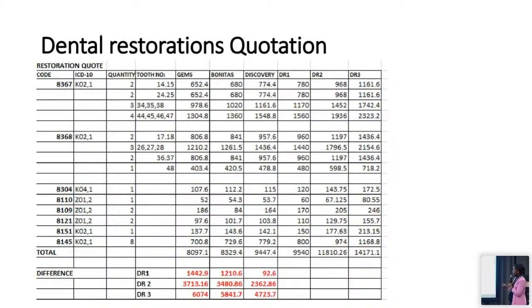So I made an example. There's Doctor 1, there's Doctor 2, and there's Doctor 3. And there's also this doctor who just accepts whatever GEMS is giving them, the doctor who just accepts whatever Bonitas is giving them, and a doctor who just accepts whatever Discovery is giving them. So you decide which doctor you are. Do you just accept whatever the medical aid is giving you, or do you set your fixed prices? The nice thing about fixing your prices is that they become fixed for cash and medical. So you don't get a problem of a patient saying you are split billing them, but it has to be balanced billing.